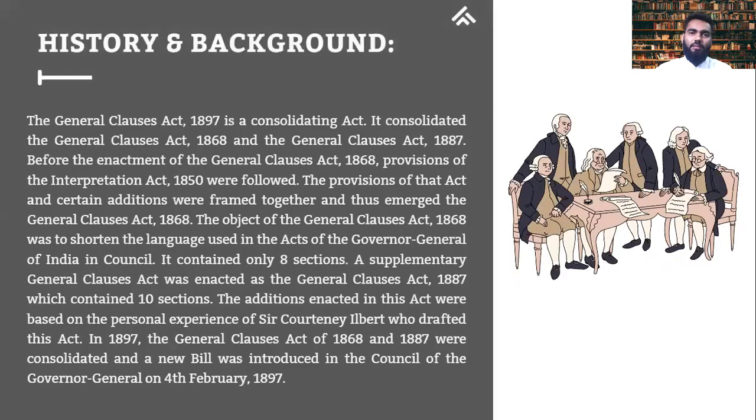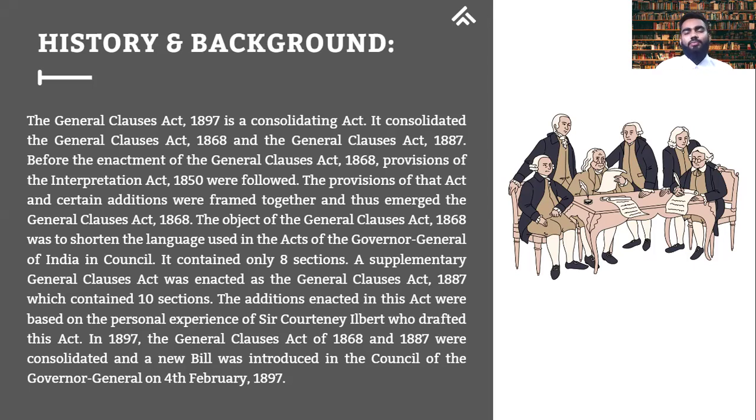Now let's talk about the historical background of the General Clauses Act. Before 1868, there was no codified General Clauses Act. Before 1868, the interpretational subject matter was followed by Brougham's Act, also named the Interpretation Act 1815. But in 1868, the General Clauses Act was enacted with just 8 sections, and as a supplement to this Act, which needed more definitions or interpretations, a General Clauses Act of 1887 was enacted.